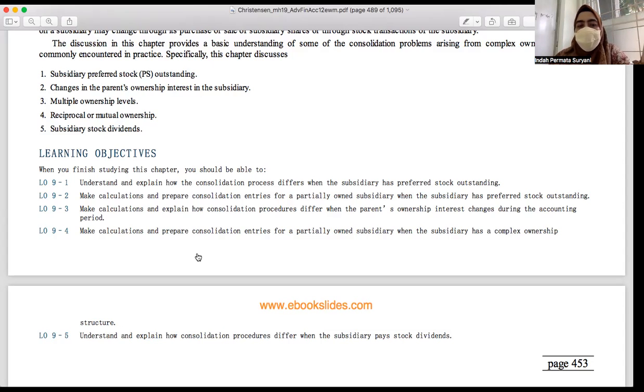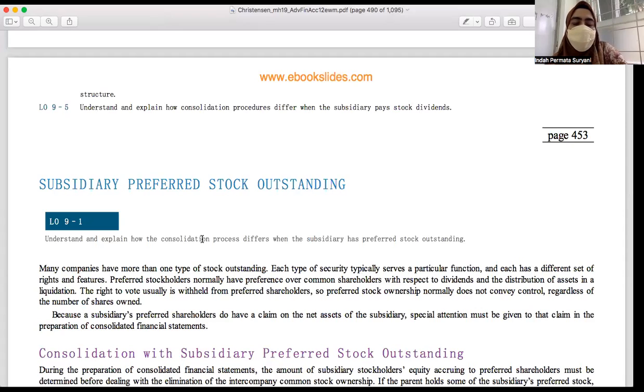This Chapter 9 will be covered in, I think, two meetings. So we're going to complete it in two meetings. At this first meeting, we're going to separate the topics covered in this group, starting from the subsidiary preferred stock outstanding. Going back to learning objective number 1, we'll talk about how the consolidation process differs when a subsidiary has preferred stock outstanding.